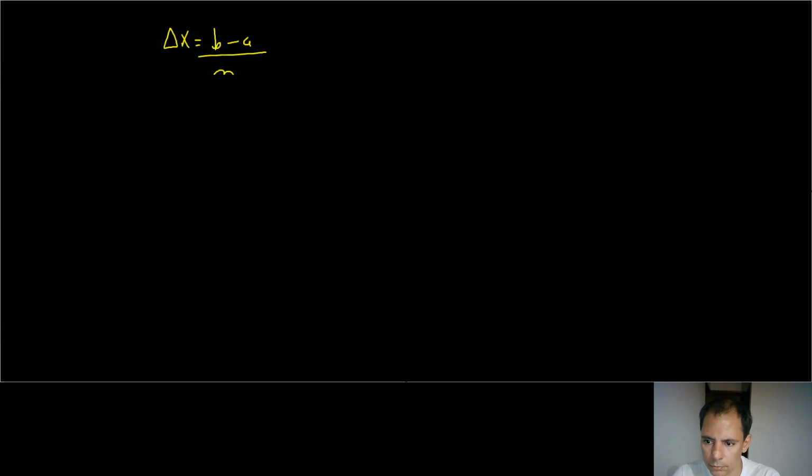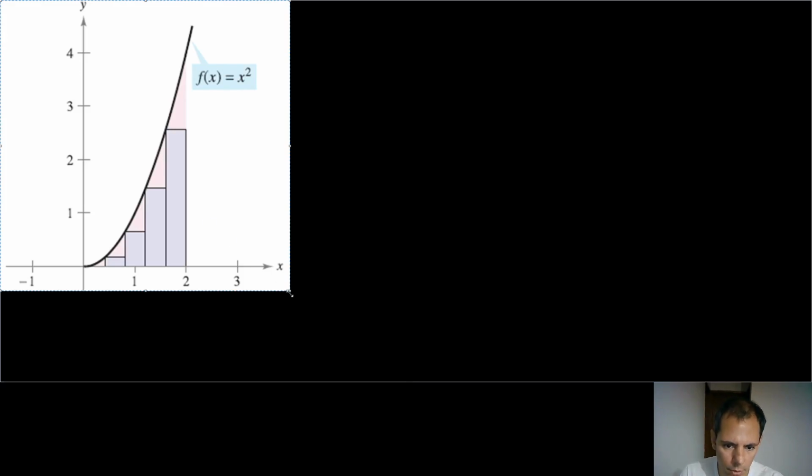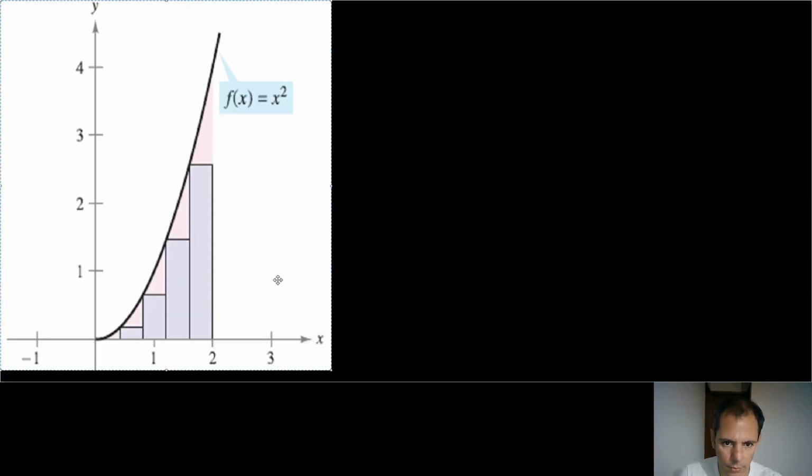Now I'm going to show you something here. So here you have that. The function is x squared, and it's going from 0 over here to 2 over here. So what is going to be delta x? Delta x is going to be 2 minus 0 divided by n, which is 2 divided by n.